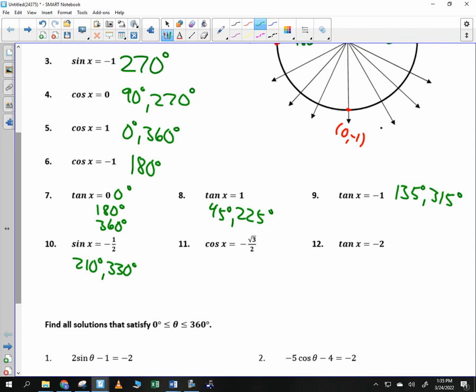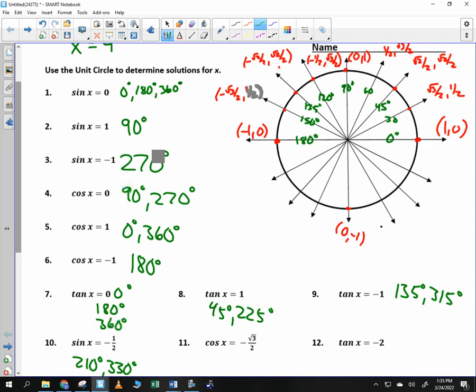Okay, so now we got cosine of x is -√3 over 2. So where is cosine negative? Yeah, 2 and 3, that's where the x value is negative. And then -√3 over 2, when is the x value -√3 over 2? Oh, it looks like the 150 mark there, and then where else would it be? Yeah, 150 and 210.